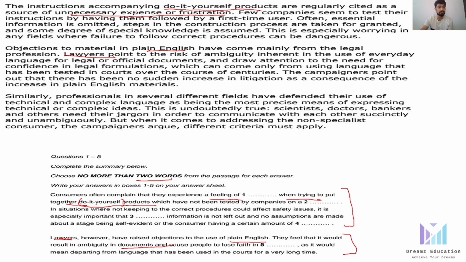Is expense a feeling? No. Is frustration a feeling? Yes, frustration is definitely a feeling. So I'll put frustration as my answer.